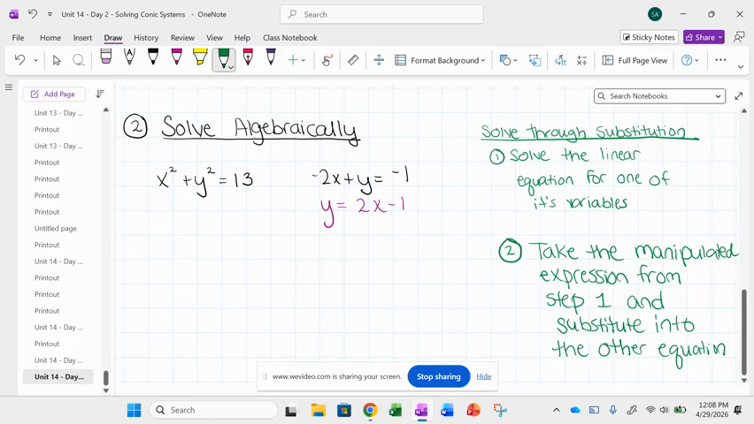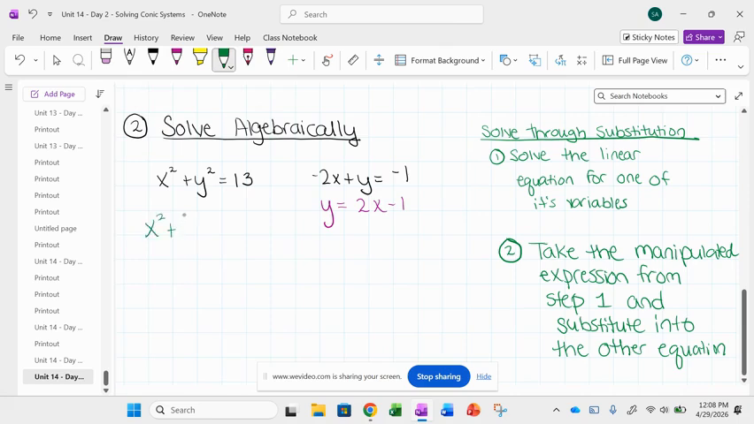Okay, so what does this mean? Take the manipulated expression, meaning I solved for y. So I'm going to take the expression of what y equals, 2x minus 1. I'm going to go to the other equation. What's the other equation? The circle. Wherever I see y, now what am I going to sub in instead of y? 2x minus 1. Exactly.